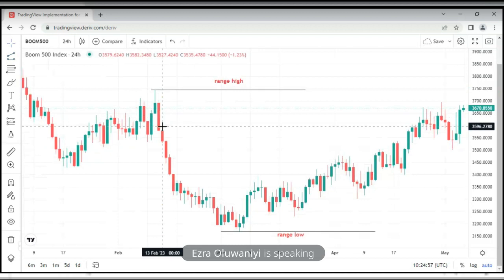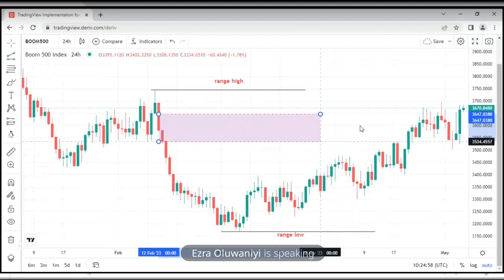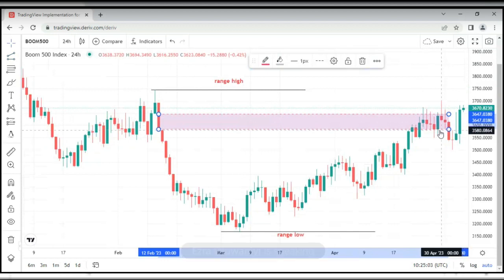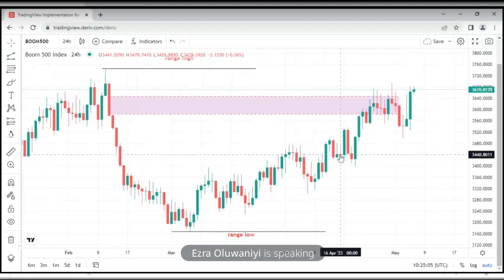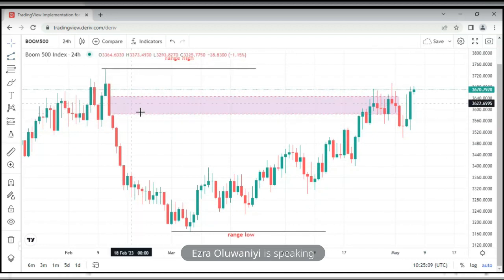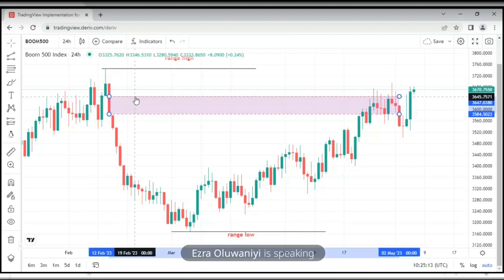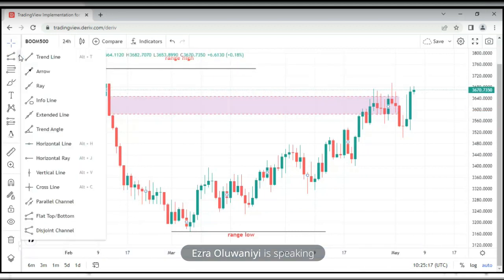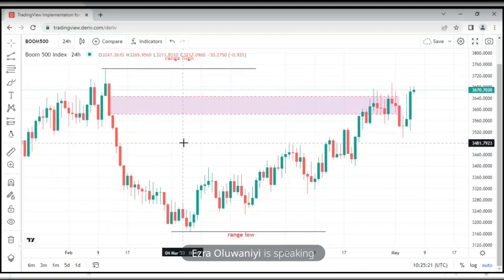So that is an imbalance. All right, so this is an imbalance here. So now we have this imbalance around here. So we know that price will actually be dragged into this place. And secondly, yesterday we spoke about candlestick. Those are the things you need to look out for when you are looking at your chart. So we are talking about that right now.